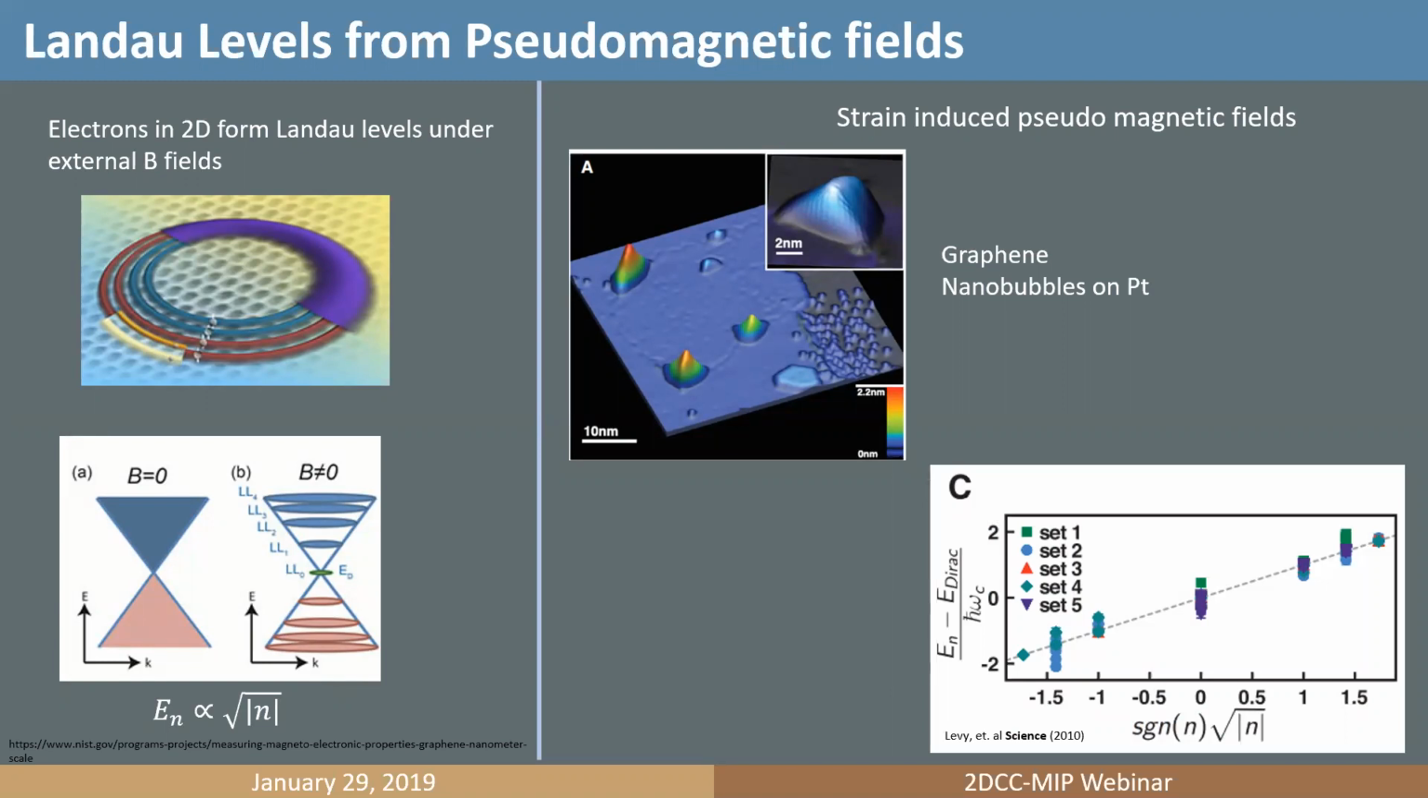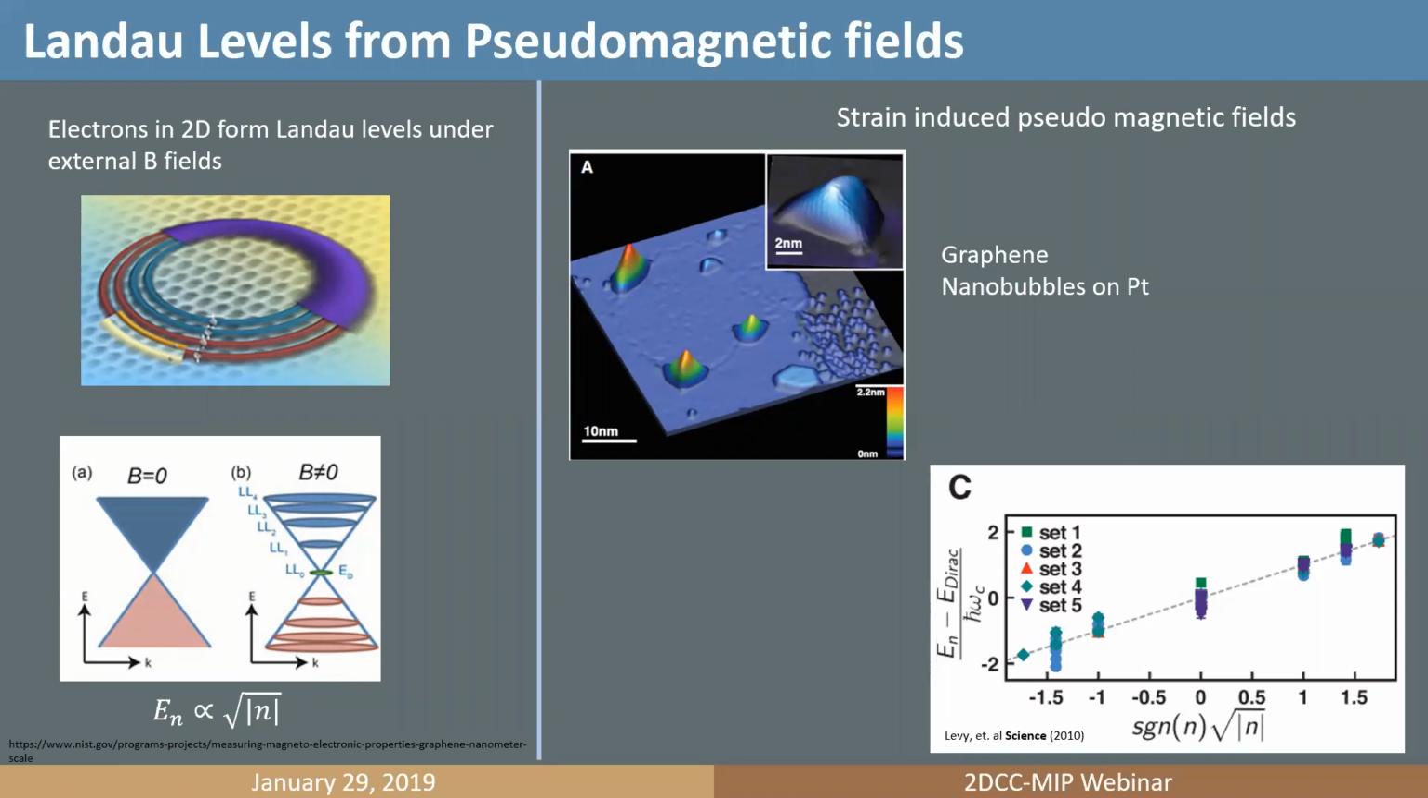So for example, if we take a 2D lattice like graphene and apply an external magnetic field, then the electrons start going around in circles, forming quantized levels called Landau levels. And for Landau levels, for Dirac electrons, the energy of the nth state is proportional to the square root of n. And this is in parallel. There is no magnetic field here.